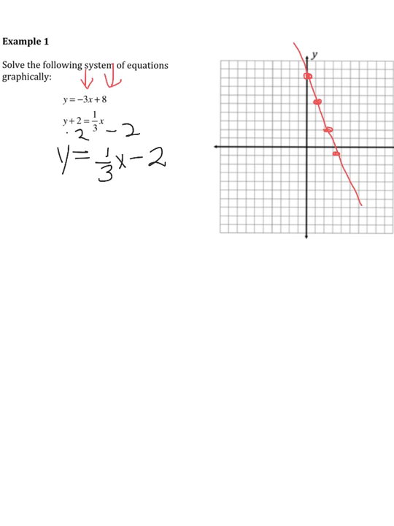Okay, now for the second one. I'm going to construct that in blue. So the y-intercept is -2. It's right here. And I'm going to apply the slope of up 1 over to the right 3. And there's the point of intersection, right where the blue overlaps the red.